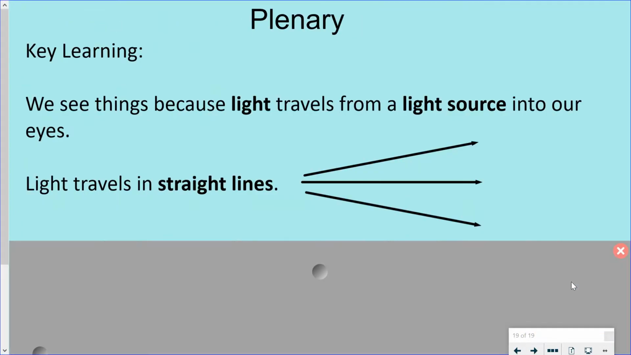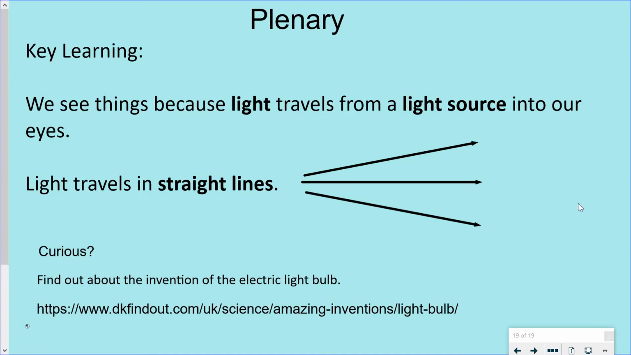Okie dokie. To finish then, key learning, the one really important thing you need to take away from today is that we see things because light travels from a light source into our eyes, and light travels in straight lines. Two really key points of learning. And if you're still super curious, then I've got a little bit extra here that you can do to find out about the invention of the electric light bulb. So here's the link you can type in, or again, it will be with the other links for the lesson.